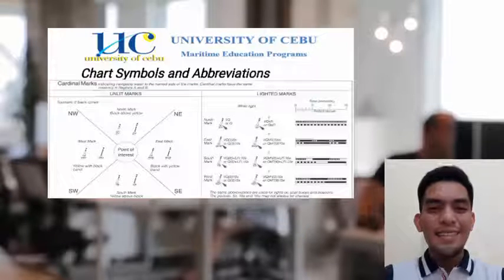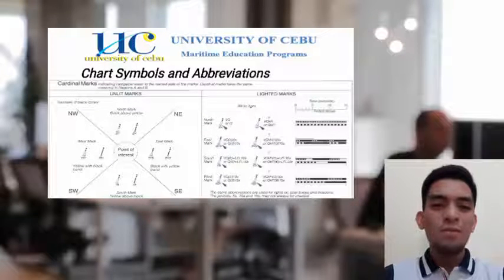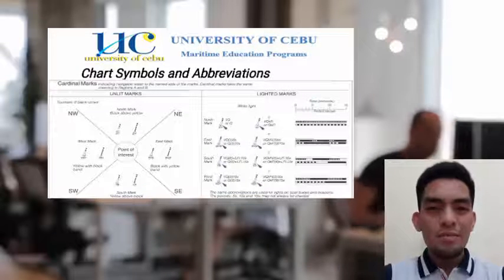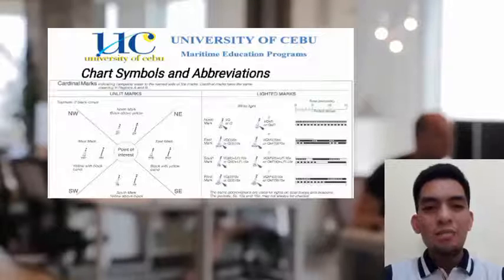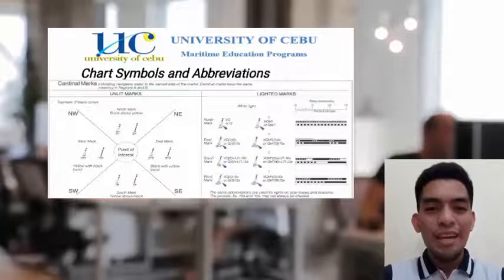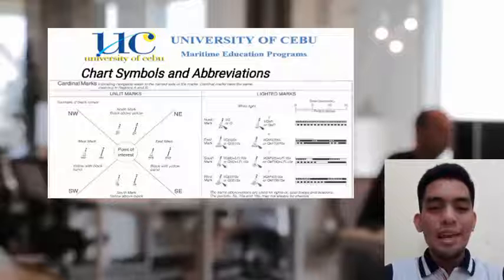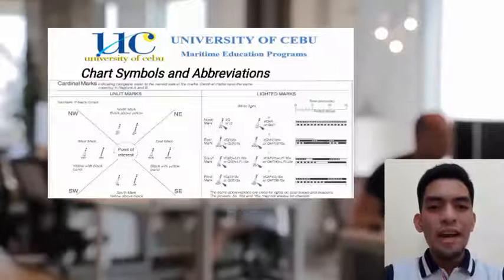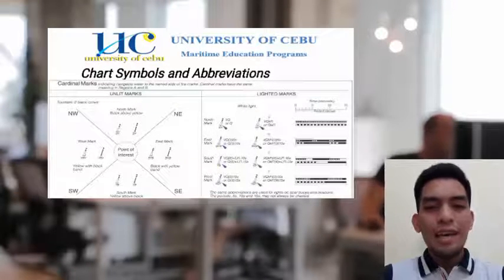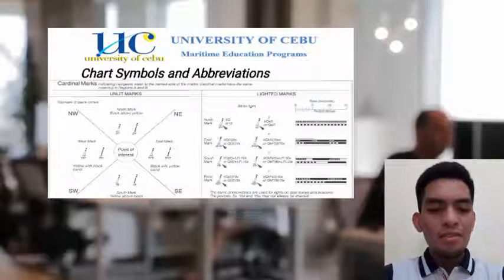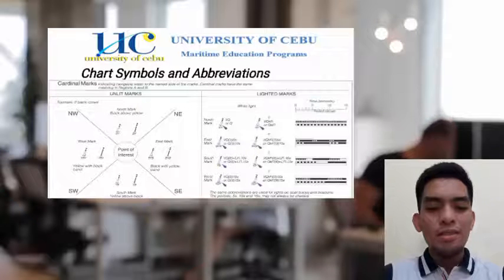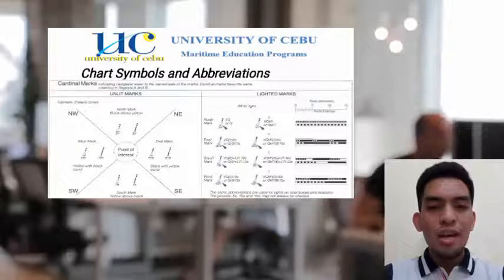I'm Mikey Ragasi and I'm going to discuss the last 2 slides before the references under the chart symbols and abbreviations. So, cardinal marks. Cardinal marks have the same meaning in region A and B. They also indicate the navigable water in the north, south, east, and west marks. Each side of the cardinal mark has different light and top mark characteristics indicating navigable water. Cardinal marks also exhibit white lights when lighted.